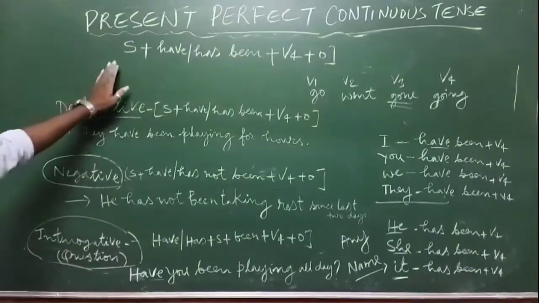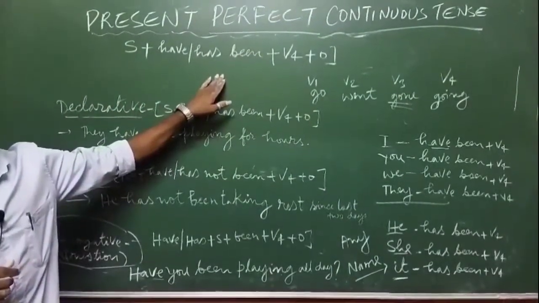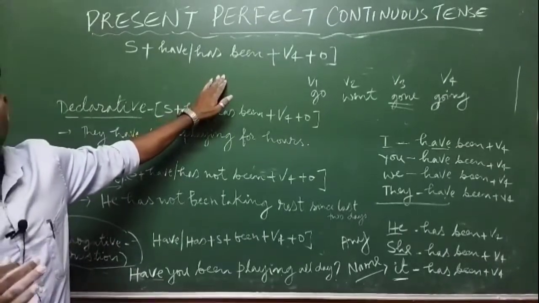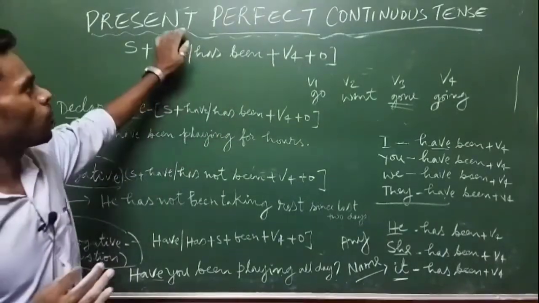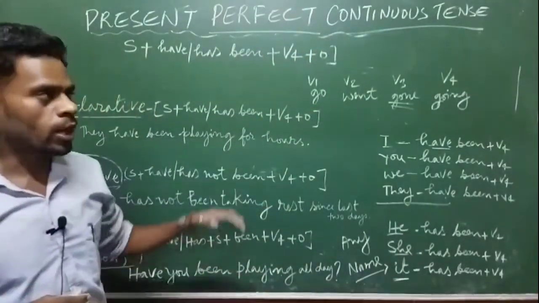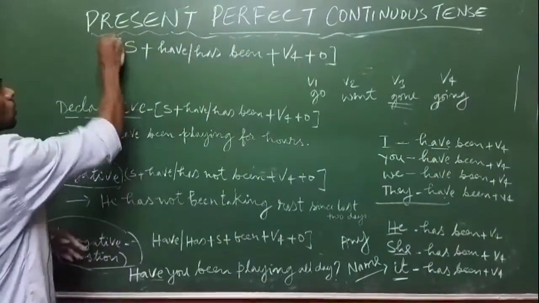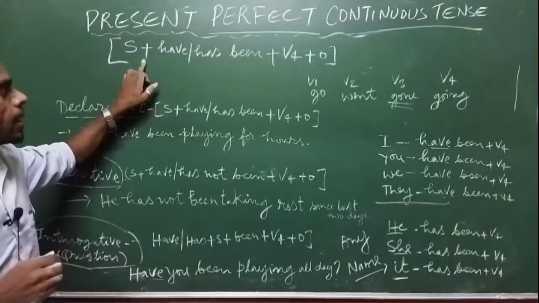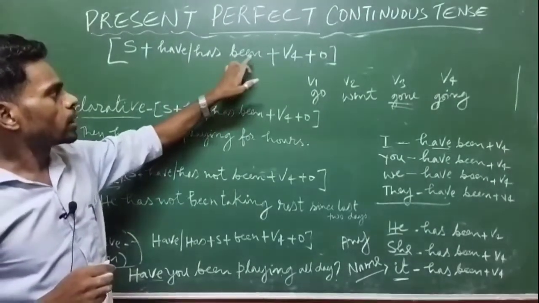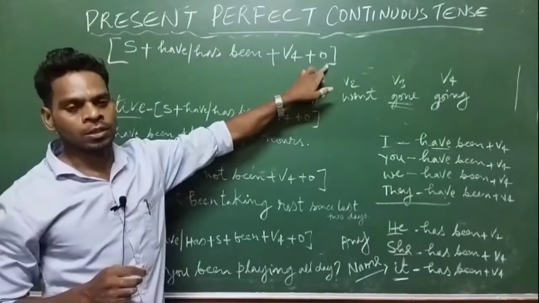Next we will see present perfect continuous tense. How you can recognize the sentences that are written in present perfect continuous tense. For that you need to remember this structure: subject, then helping verb have or has, then been plus V4 and the object.